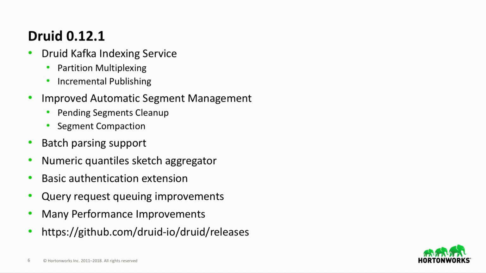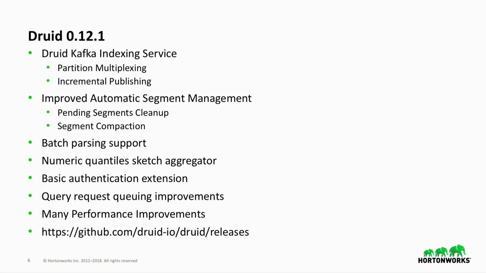Without waiting for the complete run, you can incrementally publish if the data load is high, based on a certain number of rows. The other big feature added in Druid is automatic improved segment management. If you get into a situation where you have many small segments, we have added a compaction task, and the Druid coordinator can automatically look at those smaller segments and compact them into bigger segments. That helps a lot with query performance.